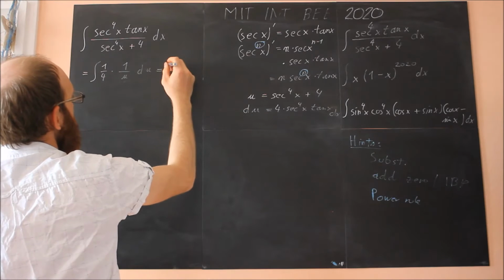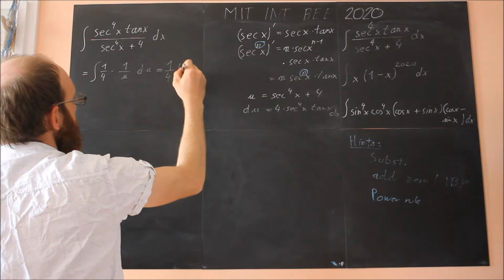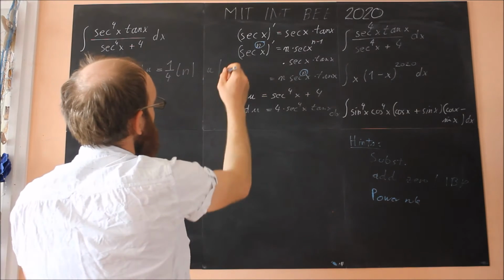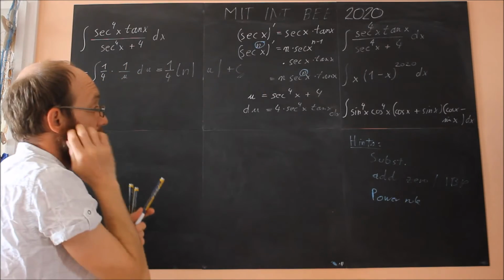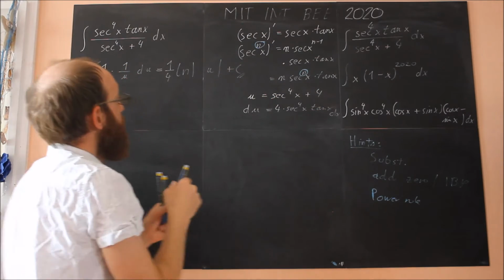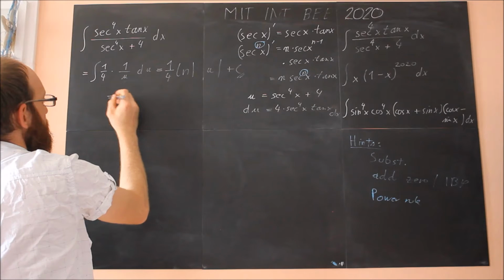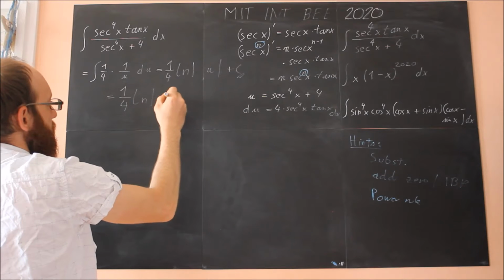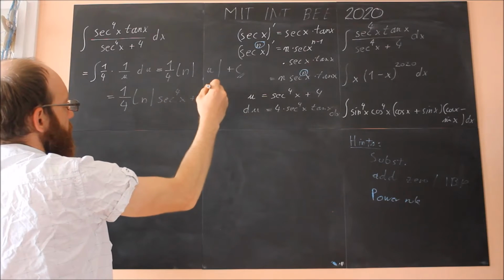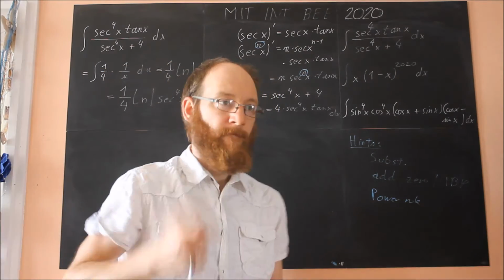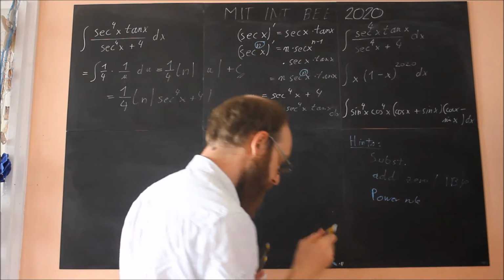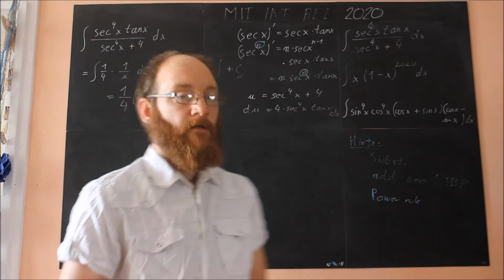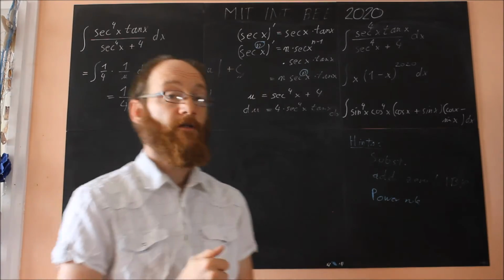This is 1/4 natural log of u plus a constant, of course, and then plugging in u into our solution gives 1/4 natural log of secant to the 4th x plus 4. Alright? So this is the solution to the first integral.